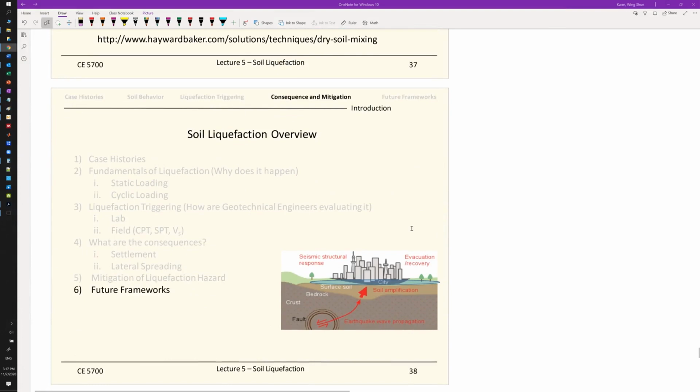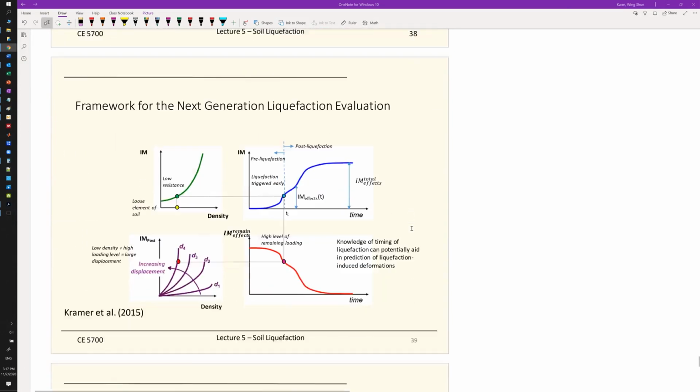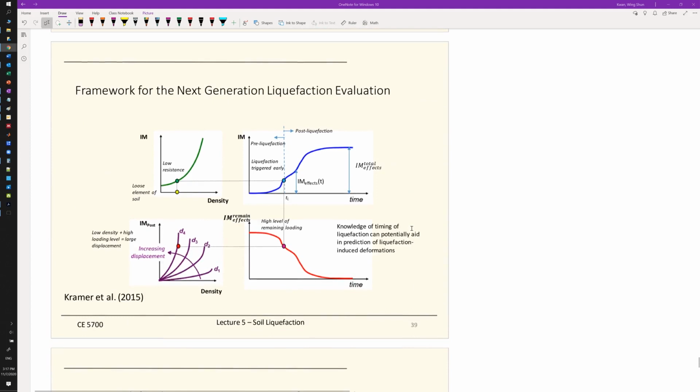Okay, so for the future framework, I uploaded some papers for the next generation liquefaction, which is happening now. My PhD work also contributes to be part of it. The future framework will try to incorporate everything. And Steven Kramer from Washington, and also Professor John Stewart from UCLA, they are the drivers for the next generation liquefaction project. Actually, most of it is happening at UCLA.